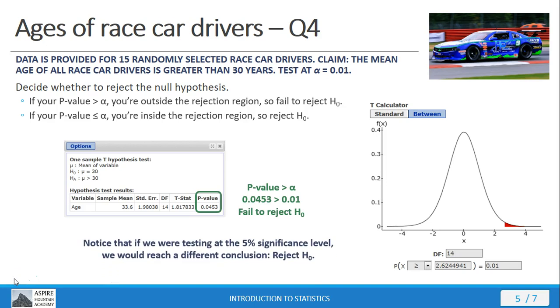Notice in this particular instance that if we had chosen the more commonly used value for alpha of 5%, we would reach a very different conclusion. 0.0453 is less than 5%. So therefore we would be inside the region of rejection, and therefore we would reject the null hypothesis. So yes, it does matter what you choose for your alpha level. Here in this instance, we see that if you choose one value for alpha, you get one result. You choose another value, it comes out completely differently.